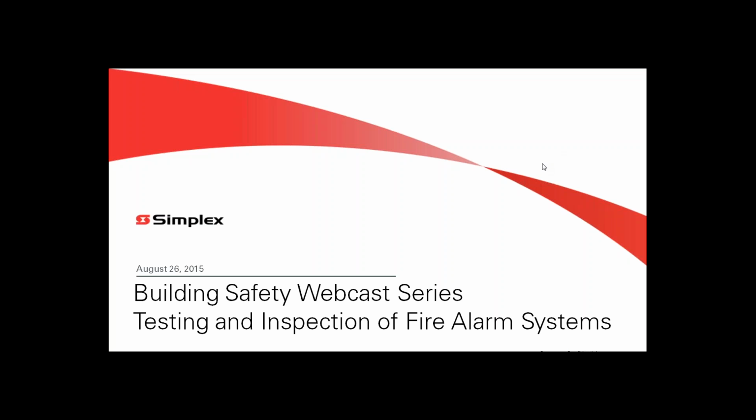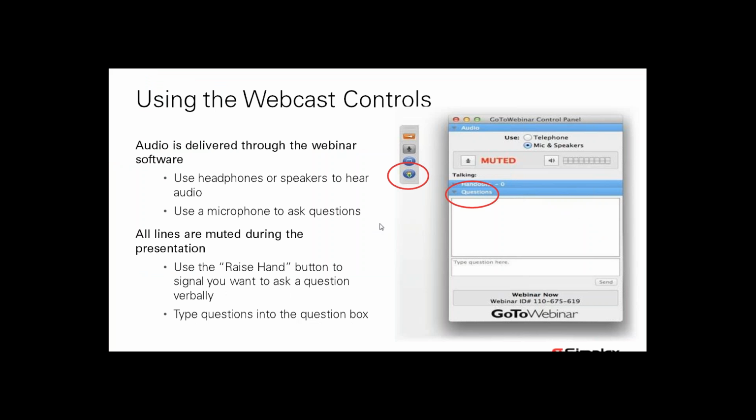And for this session tonight, we're going to talk today about testing and inspection of fire alarm systems. This is the first in a series of building safety webcasts that we intend to be putting on, where we're going to be focusing on different areas of the NFPA codes and standards and talking about topics on how to increase fire safety and how to design systems that are more efficient and that meet NFPA standards.